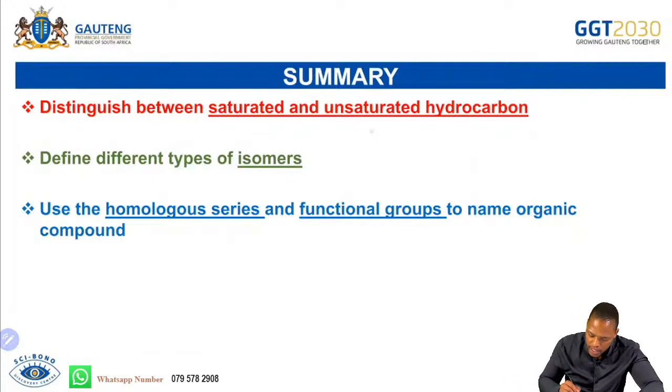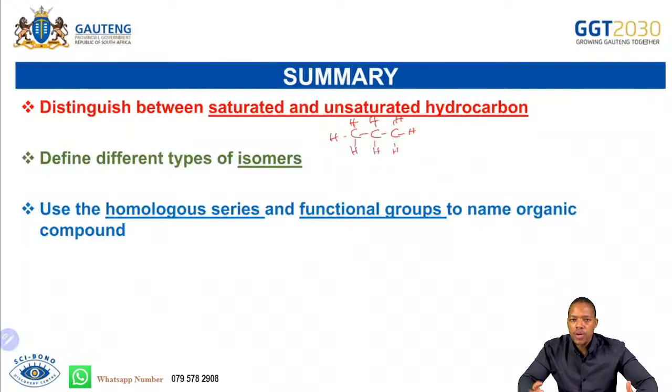So you will find saturated hydrocarbons looking like this. Only single covalent bonds between the carbon atoms. These are said to be saturated hydrocarbons. Grade 12, saturated hydrocarbons can only be alkanes. You cannot have any other.